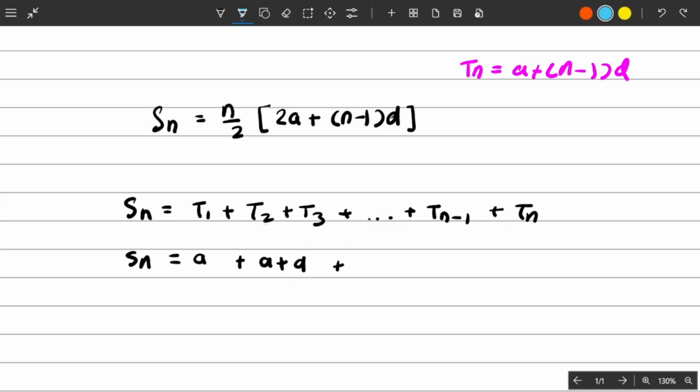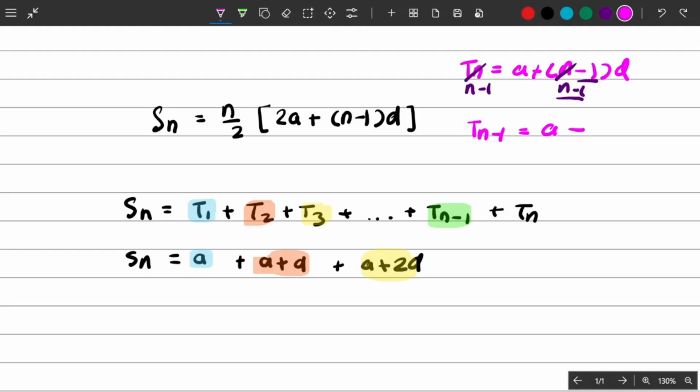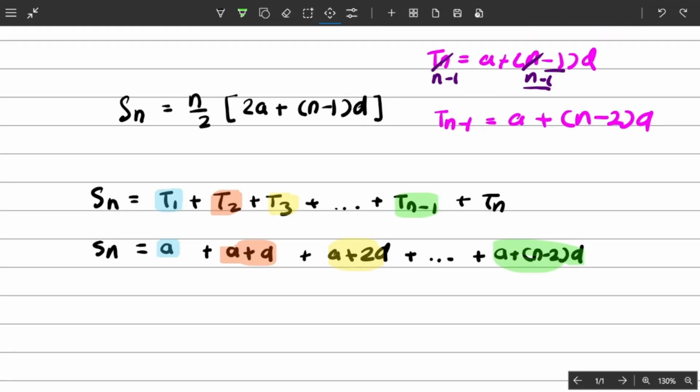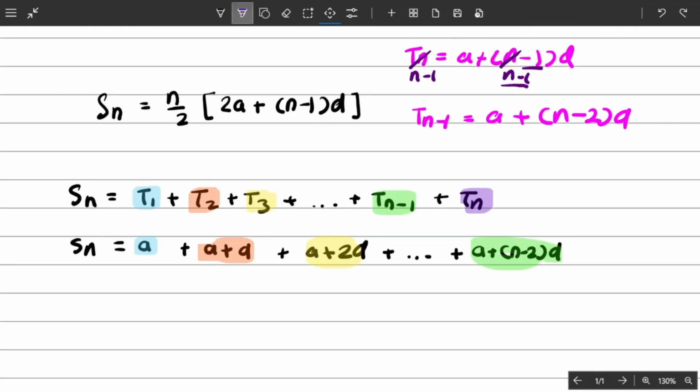I need to color this so you are not confused. The third term is a plus 3 minus 1 d. 3 minus 1 is 2, so you will get a plus 2d for the third term. What happens when we have Tn minus 1? Just substitute n minus 1 into the formula above. N minus 1, subtract by 1, you will get a plus n minus 2 d. This is the second to last term, the term before the very last term. Now the final term, Tn, just copy the formula from above, which is a plus n minus 1 d.